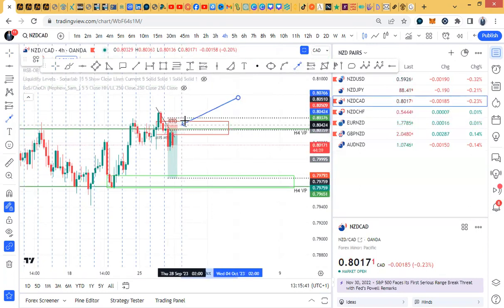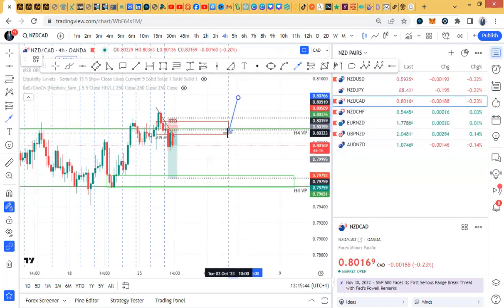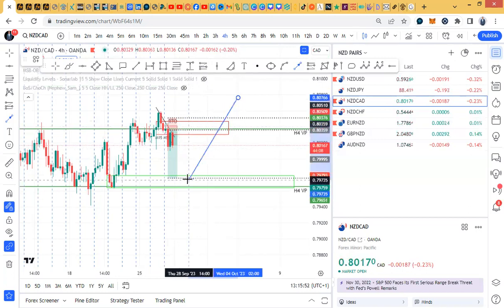NZD CAD, this is where sellers are. This is the resistance level where sellers are. So when sellers came in here, the market went to that entry point and it started selling. If the market comes here, I'll take my profit because this is the support level where buyers are. So the support is for buyers, the resistance is for sellers. Support is like a floor for buyers. Resistance is like a ceiling for sellers.